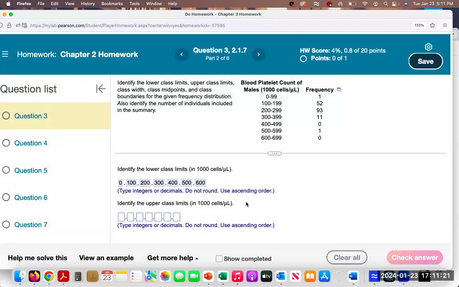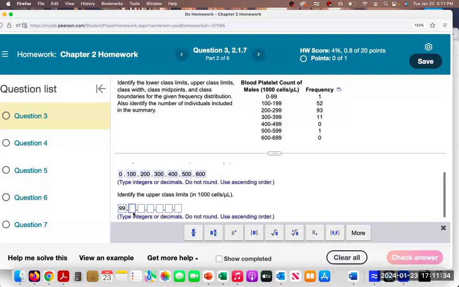Next, we want to find the upper class limit. The upper class limits are the largest numbers that can belong to each class. So for the first class, the biggest value is 99. Next class is 199. Next one is 299. And we have 399, 499, 599, and 699. So these are the values on the right-hand side for each class.